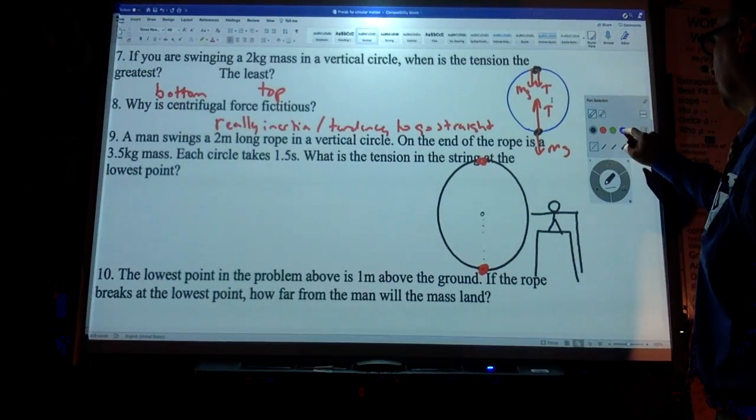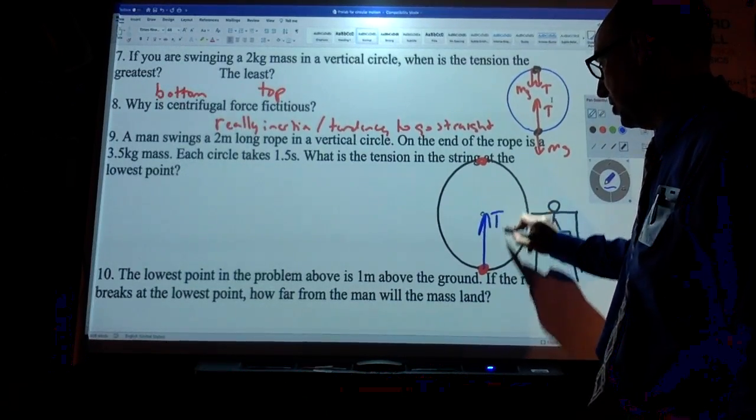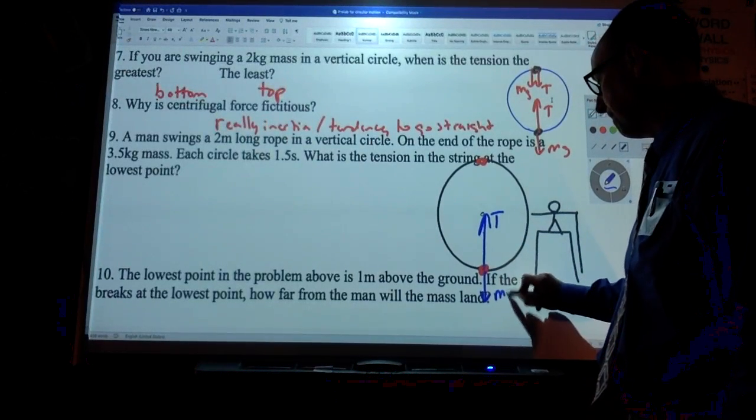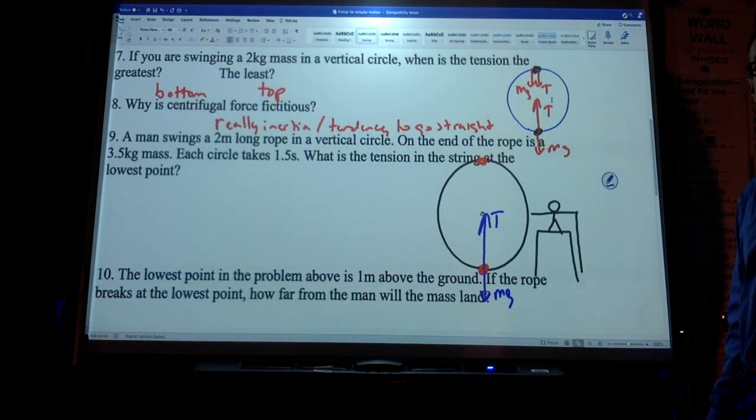And at this lowest point, the forces that are on it, like we said before, are tension up and mg down. The tension should be larger than the weight because it is both balancing the weight and turning it.